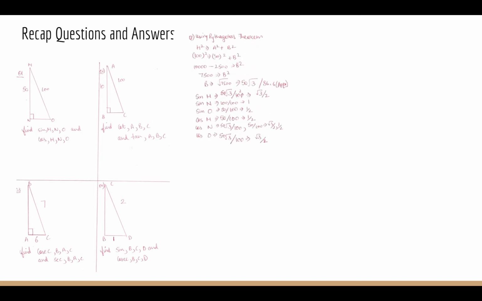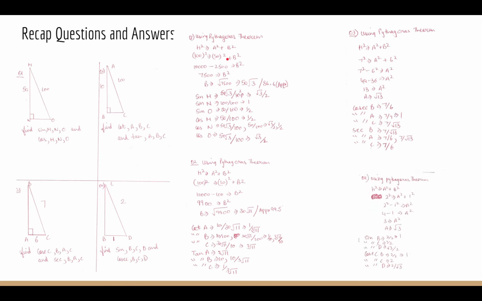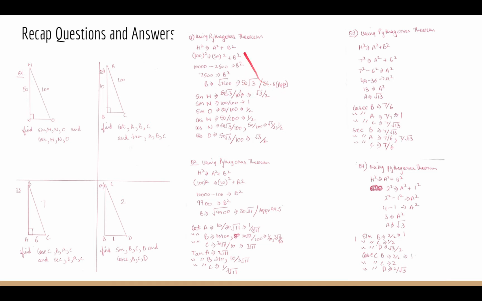Here are the answers to these four questions. I have worked them out step by step. I've shown you every step and not missed a single step, I hope. So, in question number 1 and 2, I gave you the exact, or you can say the approximate values of under root 7500 and under root 9900, which are 86.6 and 99.5. I got these from the calculator.